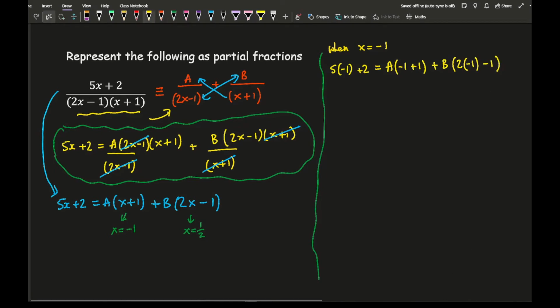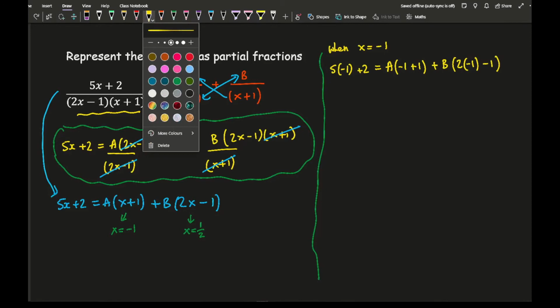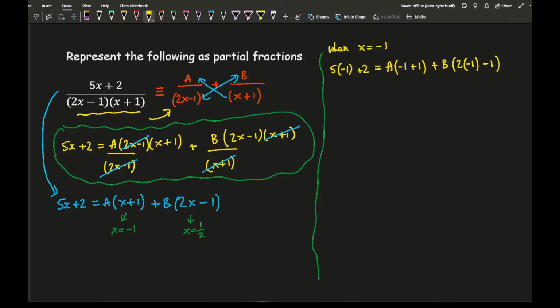So simplifying all of this, we get minus 5 plus 2, which is minus 3, equals, well that's going to cancel out, so that becomes nothing, and I've got 2 times minus 1, which is minus 2, take away 1, minus 3b. So minus 3 equals minus 3b, so therefore b equals 1.